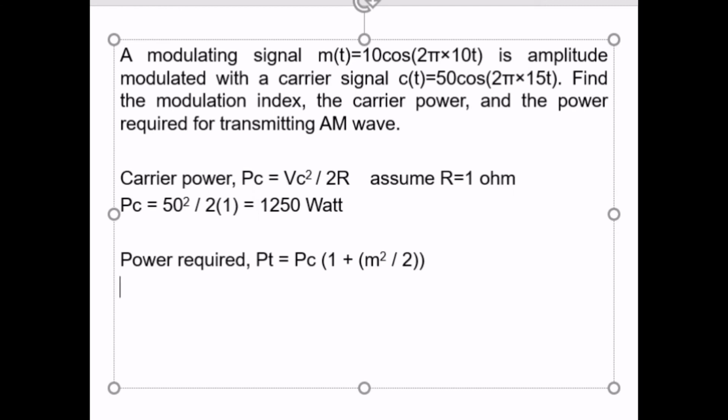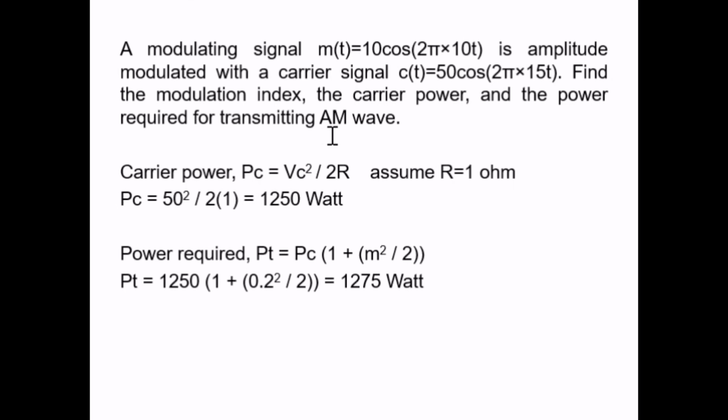So let's put all the values inside the equation. Pc, we already calculated, 1250. 1 plus m is 0.2 that we already calculated, 0.2 square divided by 2. So here if you calculate it, you can get the answer is 1275 watt. Okay.